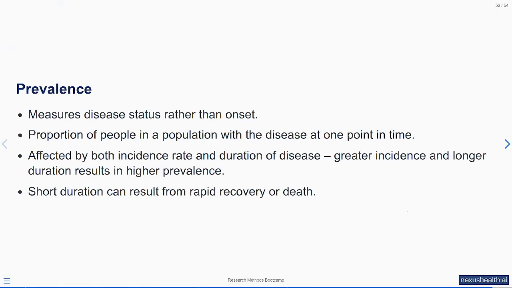We know what prevalence is. It measures the disease status rather than the onset. The proportion of people in a population with the disease at one point in time is the prevalence. Do note that the prevalence is affected by both incidence rate and duration of disease. A greater incidence and longer duration result in a higher prevalence. If there's a short duration, then prevalence can be lower. And a shorter duration can result from rapid recovery or from death. So bear in mind that prevalence is affected by incidence rate and also duration of disease.